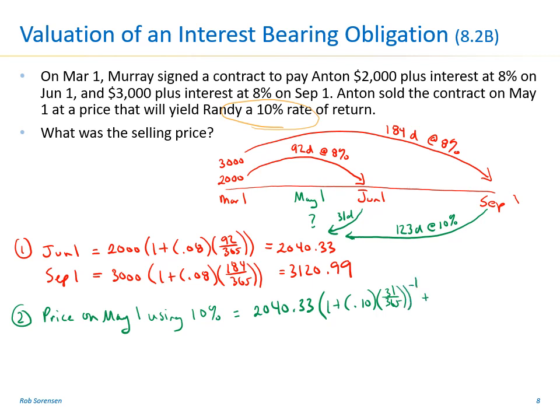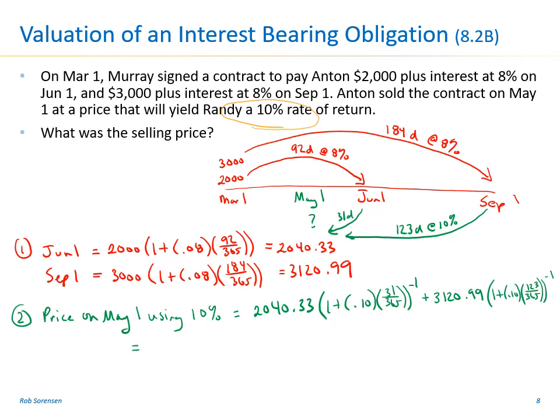Plus, don't forget, Randy's going to collect the second payment as well. That was at 31.20. We'll bring that one back as well. Let's see if I can just squeeze this in here. The 123 days. There we go. A little squishy, but we made it. He's going to get both of those payments. He's going to collect them both.